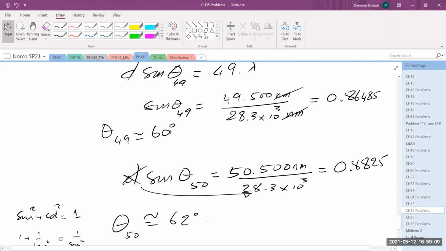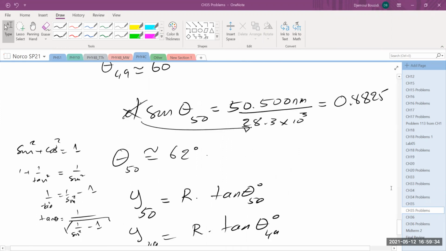Theta 49 is roughly 60. I'm going to use the exact number, which was 59.8655, whatever that number is. So hopefully you guys have a calculator and you're doing the same thing. So I'm going to multiply r, which is 2 meters, times the tangent of this angle, and this angle is this one. So that is for 49 actually. So y of 49 is 3.445 meters.